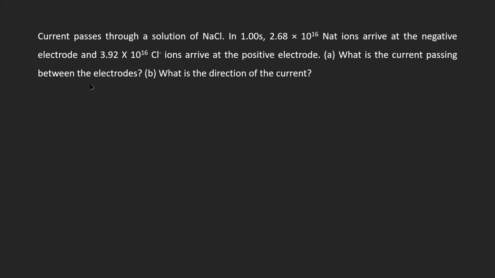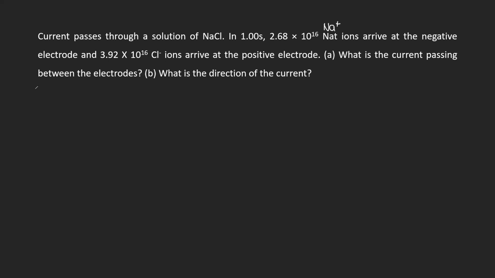So current passes through a solution of sodium chloride. In 1 second, 2.68 times 10 raised to 16 Na plus ions arrive at the negative electrode, and 3.92 times 10 raised to 16 Cl minus ions arrive at the positive electrode. This is supposed to be Na plus, so let me just correct it. Firstly, what is the current passing between the electrodes?